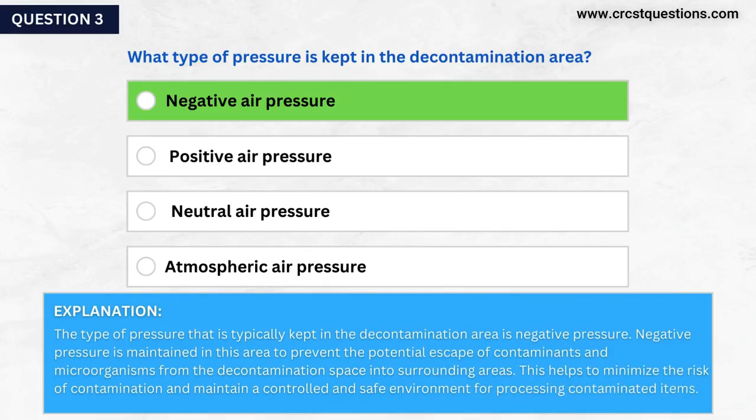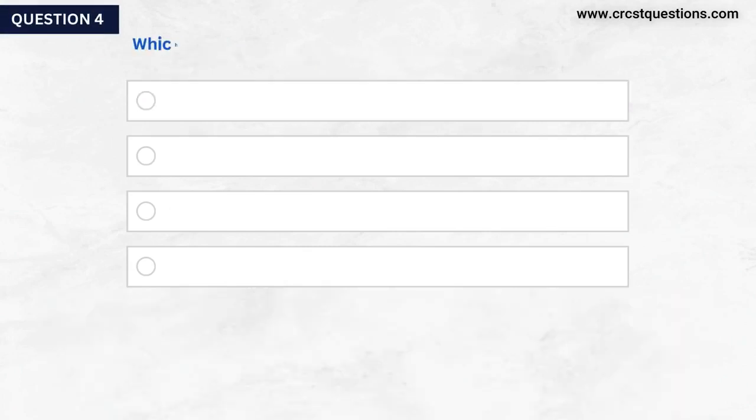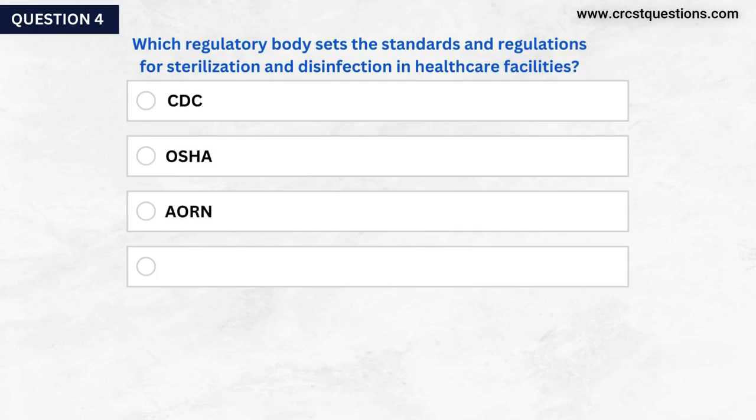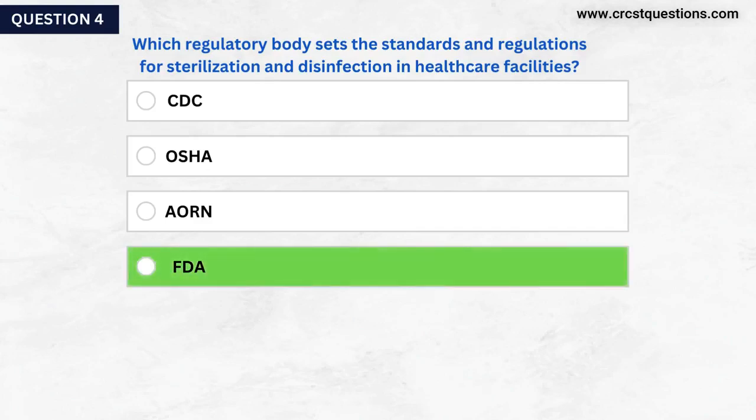contaminated items. Question 4. Which regulatory body sets the standards and regulations for sterilization and disinfection in healthcare facilities? CDC, OSHA, AORN, FDA. The correct answer is FDA.